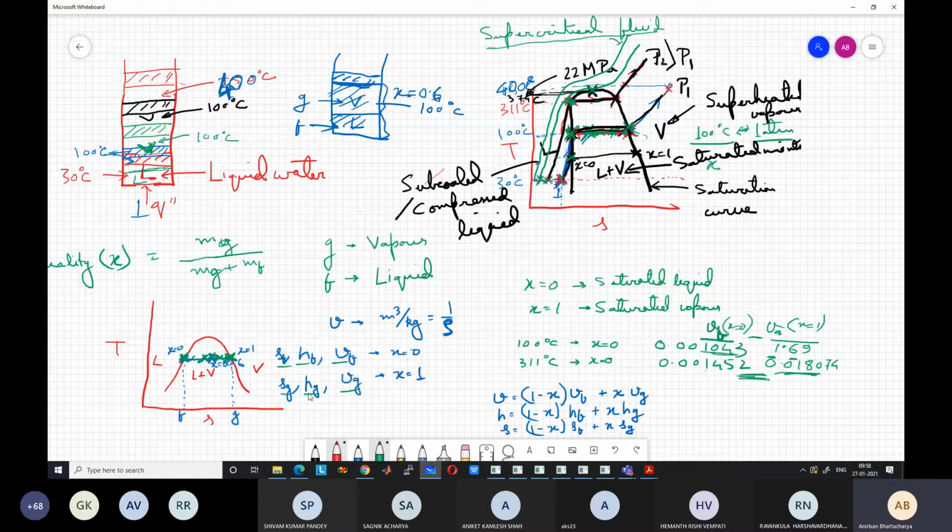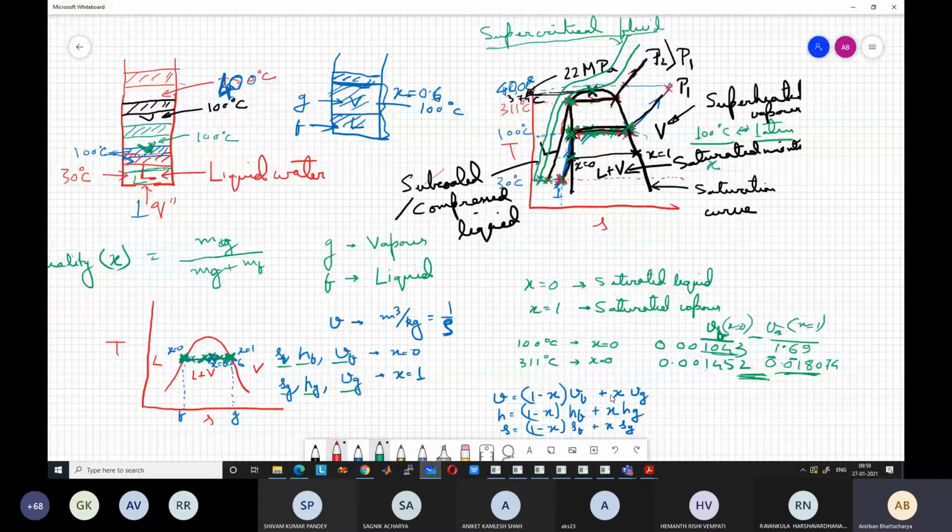However, the average property is very near to the liquid property, because you can take the average based on the quality. So you know that the average property is given by (1 minus x) into Vf plus x into Vg, or similar relations. Because x is very small, a very small amount of vapor is there. So 1 minus x is very large and V is very near to Vf.